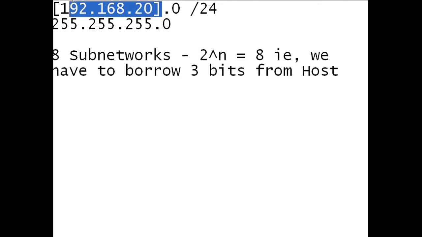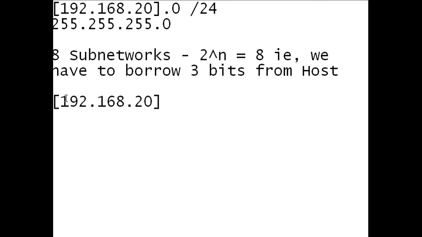Now initially this was my network, but I will be adding 3 more bits to the 24, getting /27. So if I am adding 3 more bits, this is still 20 dot. So I will get all possible combinations of these 3 bits, and I can create the subnetworks.